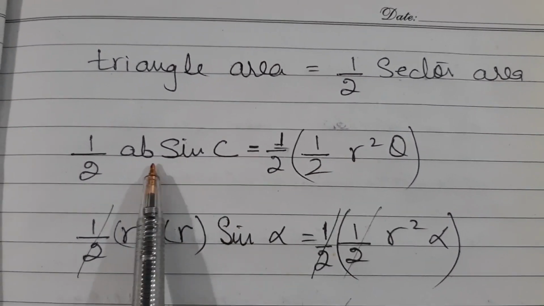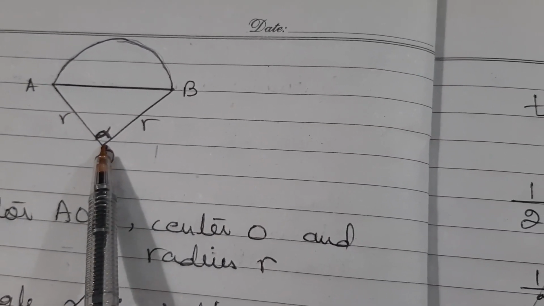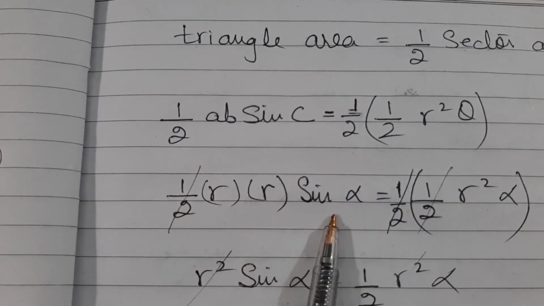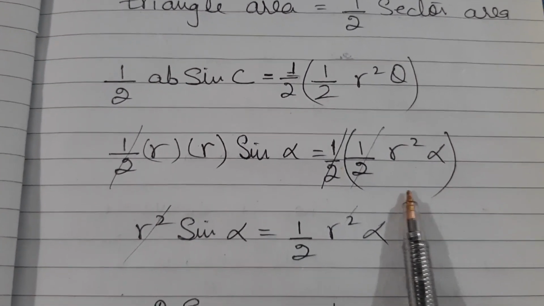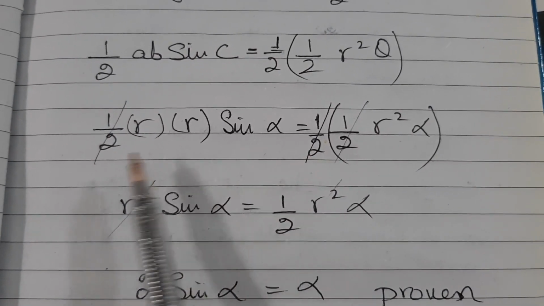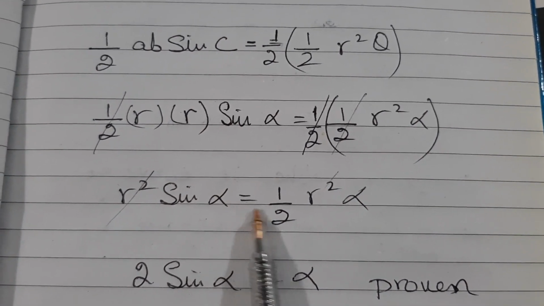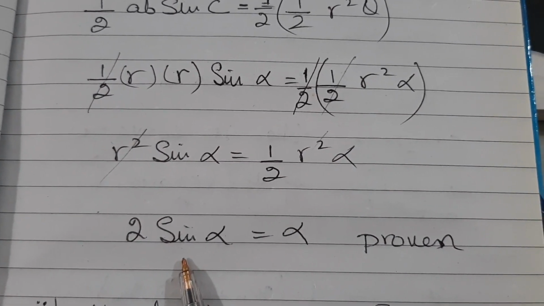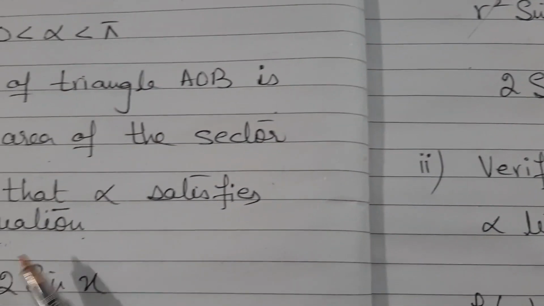Right? So in the diagram, if you see here, this is your a b and this is your angle C, because according to the area of a triangle, we need two known sides and the angle between them. Okay, so I am writing here r, r and here sin alpha, and here r squared and alpha, and then I'm simply simplifying it. Half I can cancel on both sides. I'm left with r squared sin alpha equals half r squared alpha. Then I'm cancelling r squared from both sides. So I'm left here with r sin alpha equals alpha. So I have proven it is equal to this.